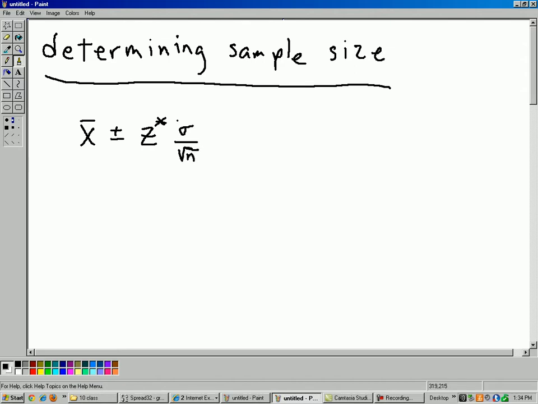Now, this part of the formula is called the margin of error, right there. After you do that calculation, you'll know your margin of error.